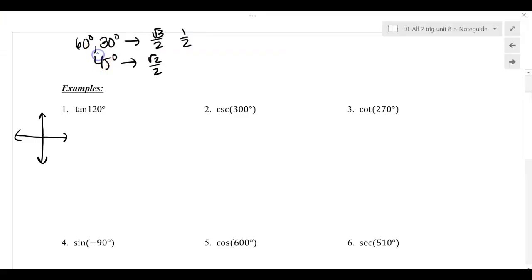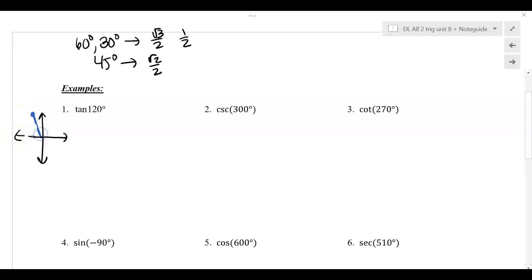So when they say 120, 120 would be like right here. And I know 120 is either a 30 or a 60 just by the number that it is. And so remember, when we draw the triangles, we draw them back to the x-axis. So it really becomes how many degrees are between the angle I'm at and the x-axis, and that's 60. So it's a 60. So I know it's rad 3 over 2 and 1/2.